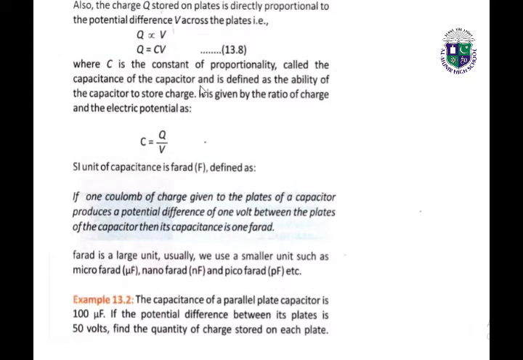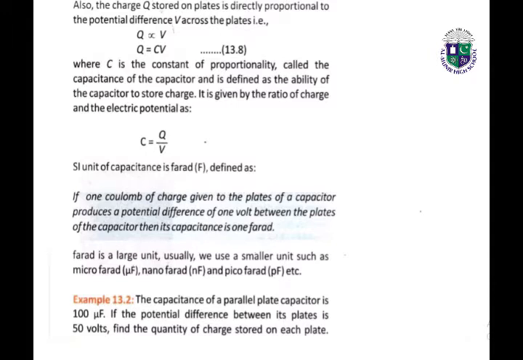So capacitance of the capacitor is defined as, here we have the definition of capacitance. It is defined as the ability of the capacitor to store charge. So it is the ability of the capacitor to store the charge that is called the capacitance of the capacitor, and it is given by the ratio of charge and the electric potential. So C is equal to Q over V, and the SI unit of capacitance is farad, which is represented by F.